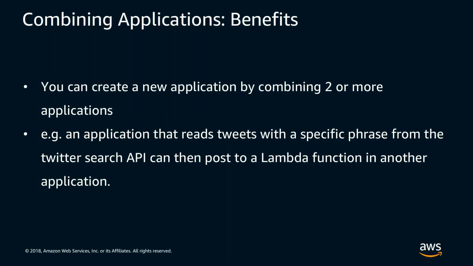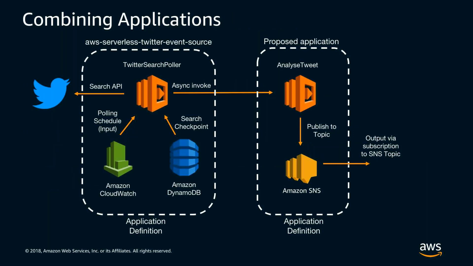So, for example, an application that reads tweets with a specific phrase from the Twitter search API may then post to a Lambda function in another application. So let's have a look at this proposed application. This is the AWS Serverless Twitter event source from earlier in the webinar. And this is a proposed application, which is to analyze the tweet and publish to an SNS topic. So the input is just invoking the Lambda function, and the output is the ability to subscribe to the SNS topic.